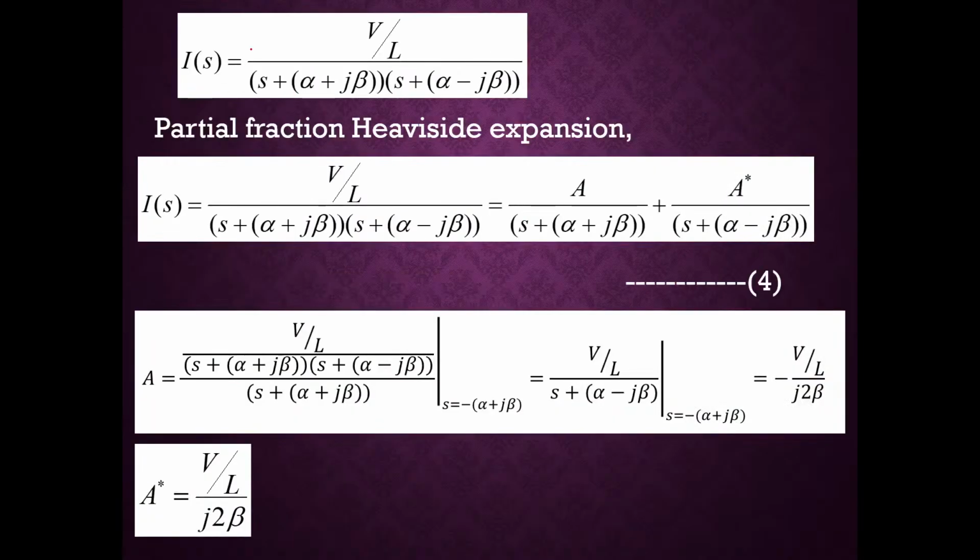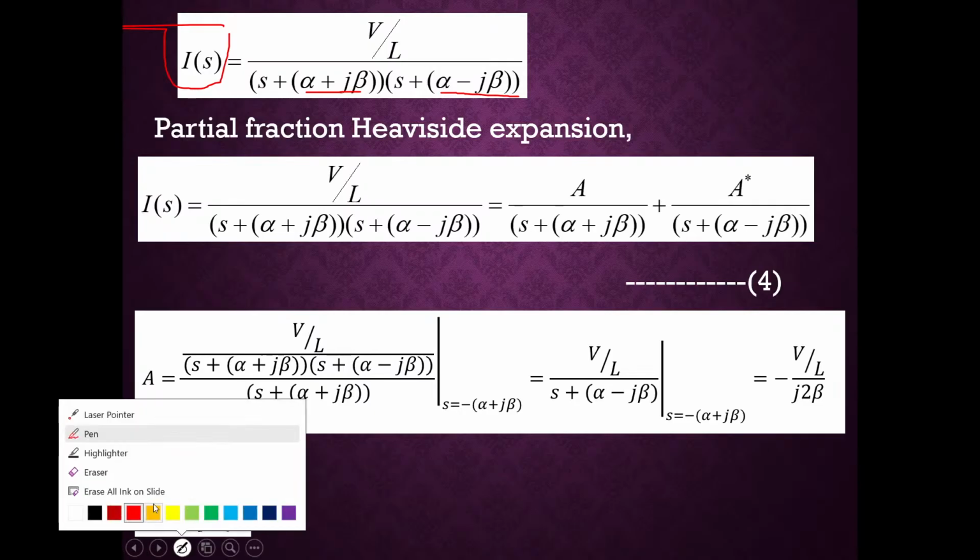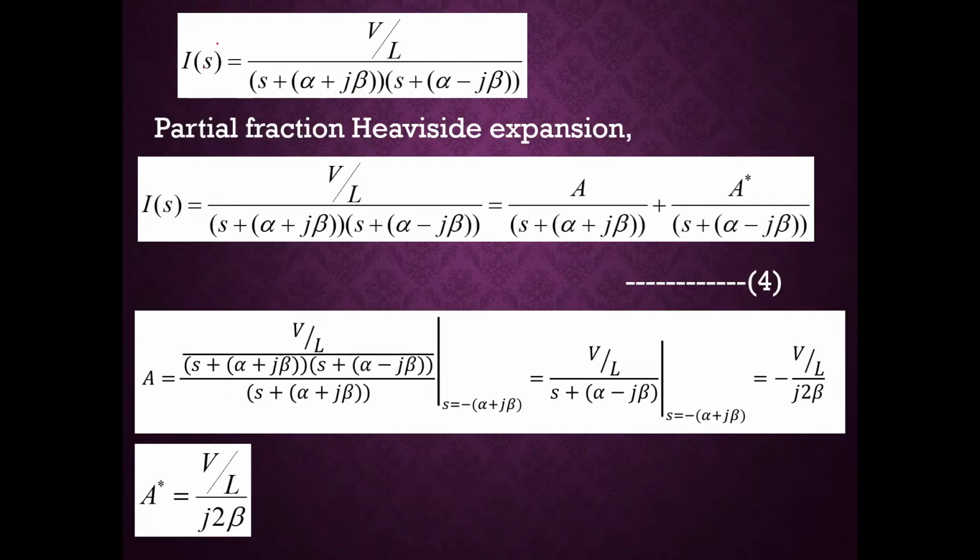Now substitute that: instead of S1 write alpha plus j beta, and instead of S2 write alpha minus j beta in your I of S equation. In the Laplace current equation, I of S is equal to V by L divided by S plus S1 into S plus S2. Instead of S1 I have written alpha plus j beta, and instead of S2 I have written alpha minus j beta.